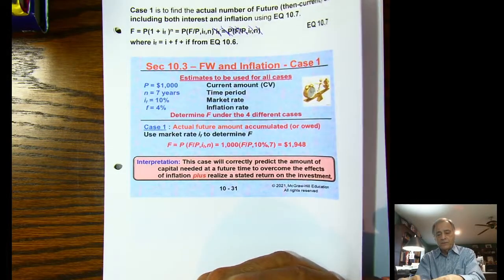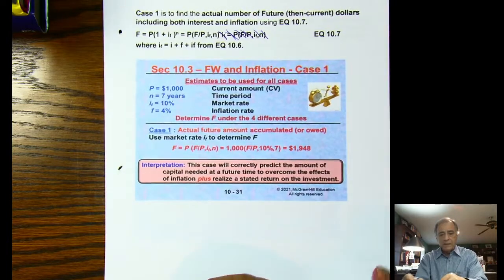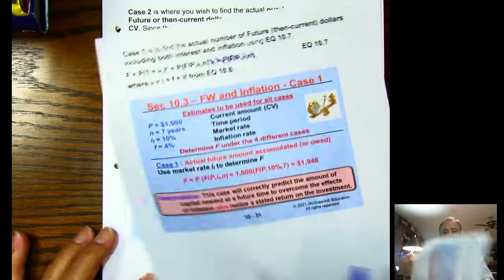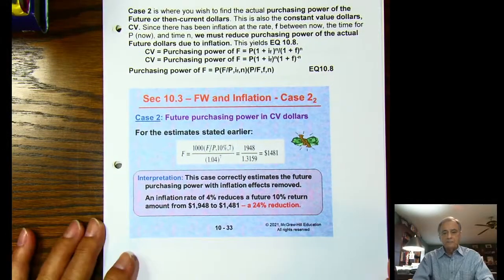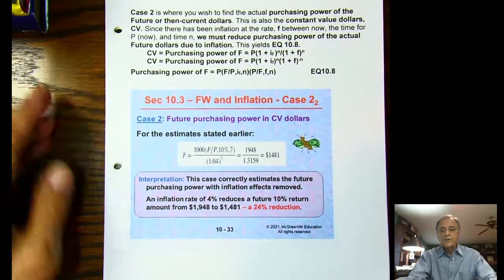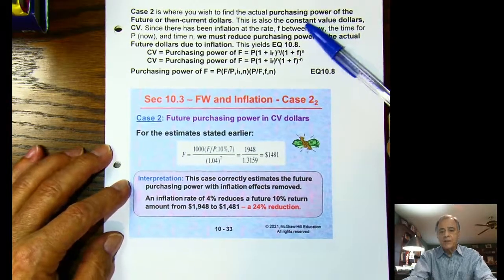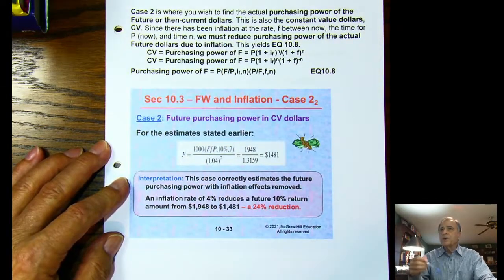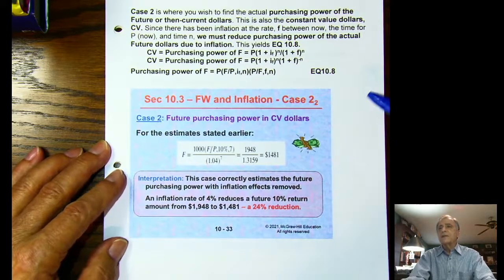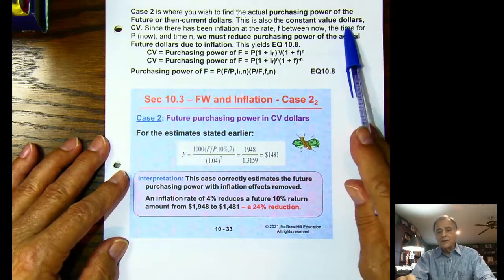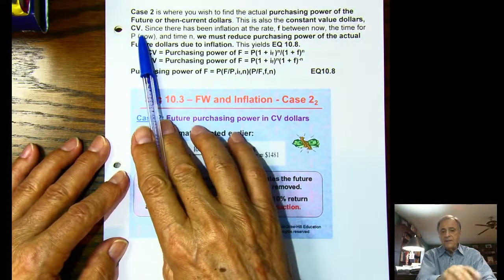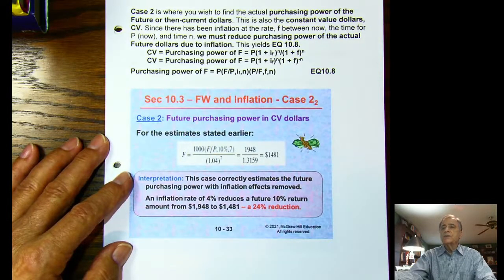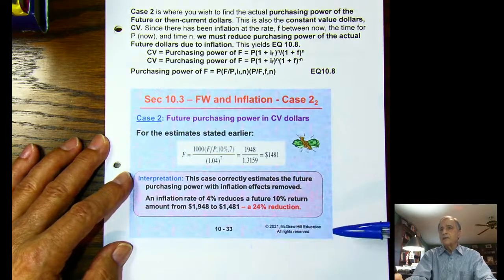So the future value is $1,948. The second case is where you wish to find the actual purchasing power of the future, or then-current, dollars. Remember from the last class, the purchasing power was called the constant value dollars, or today's dollars, or CV dollars. The constant value dollars are future dollars reduced by the inflation rate.